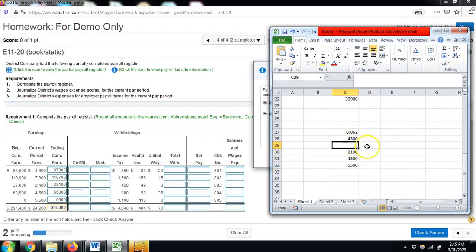Okay, so let's do a calculation. Let's start with the limit, 117,000, and then let's subtract their beginning earnings. So when we do this math, we'll basically have the amount of this current period pay that is going to be liable for OASDI. So we see that only 6,100 of their 7,800 pay is going to be subject to the tax. So now let's do this math.